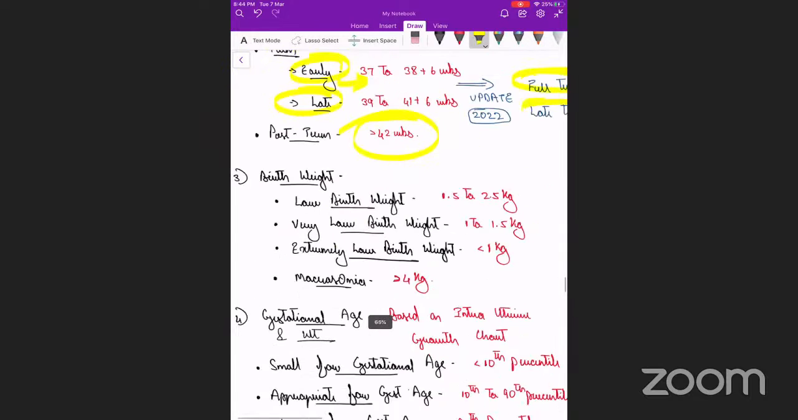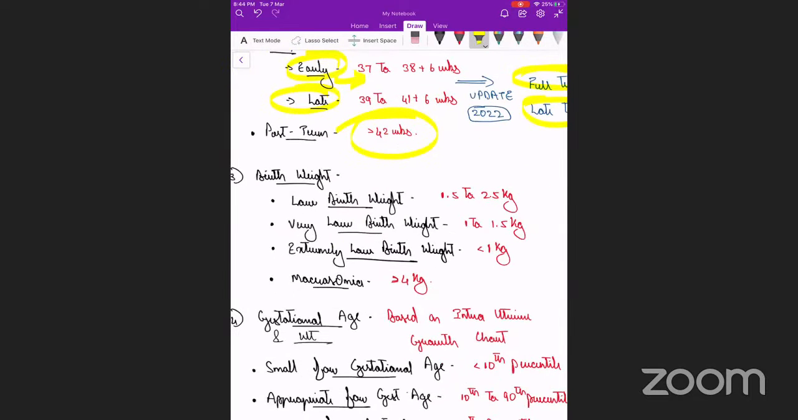Any low birth weight baby is less than 2.5 kg. Among low birth weight babies, we can again divide them into 1.5 to 2.5 kg, which are low birth weight, 1 to 1.5 kg, which are very low birth weight, and less than 1 kg, which are extremely low birth weight. So extremely, very, and low birth weight. Fine. Macrosomia is anything more than 4 kg.